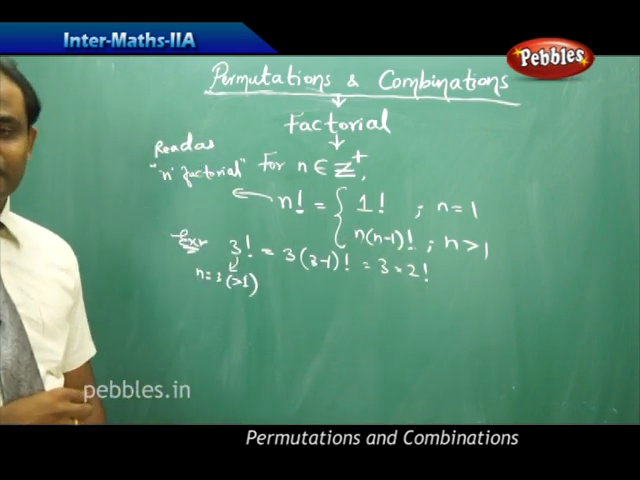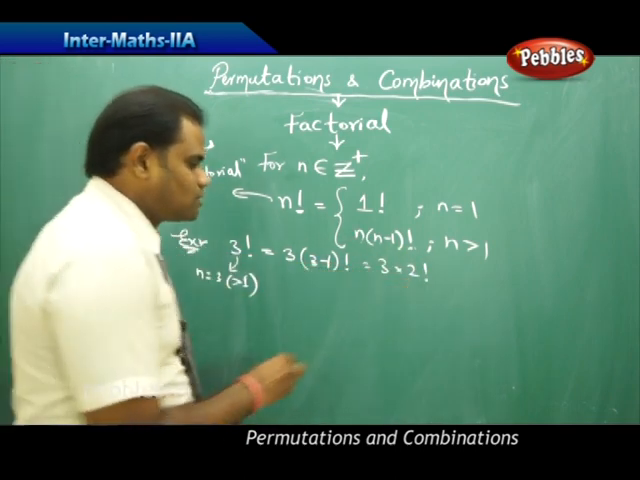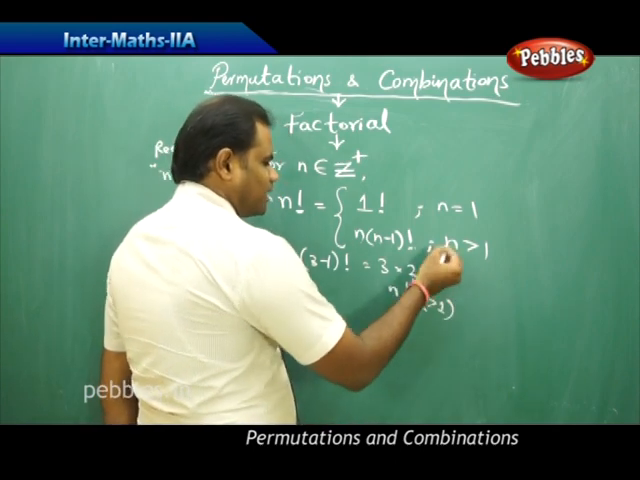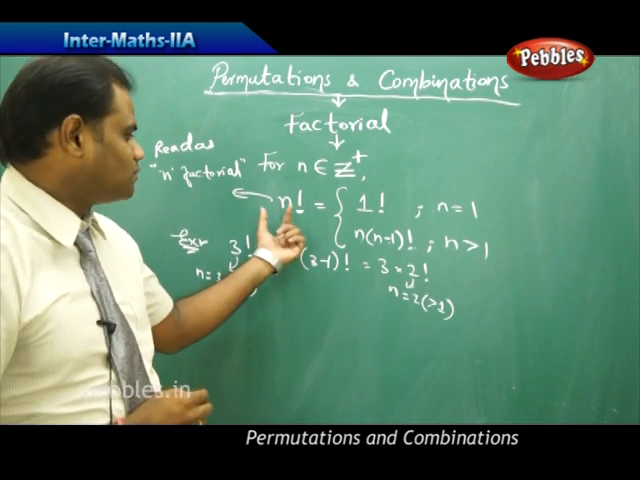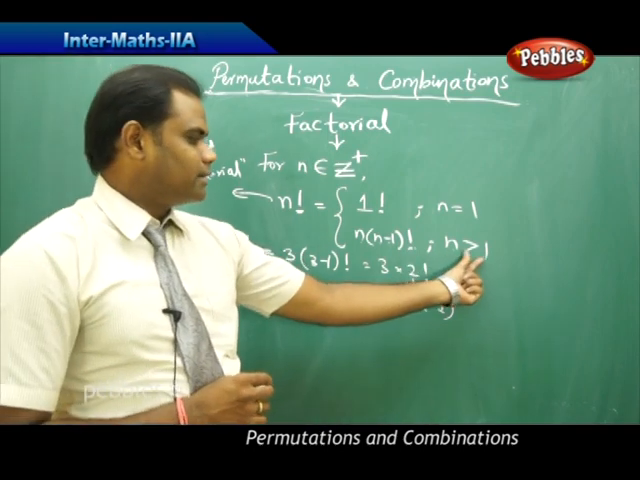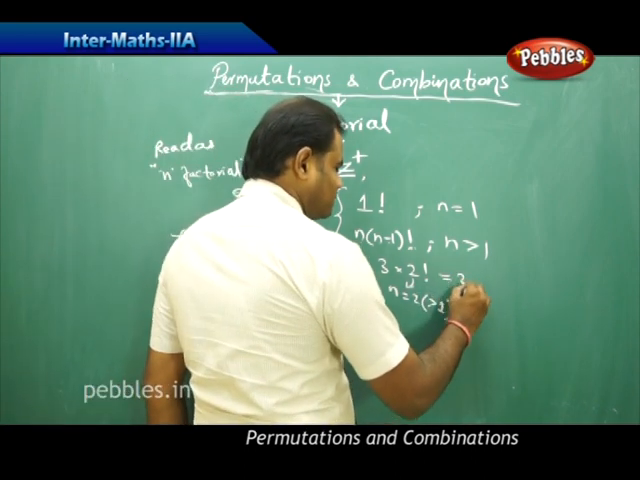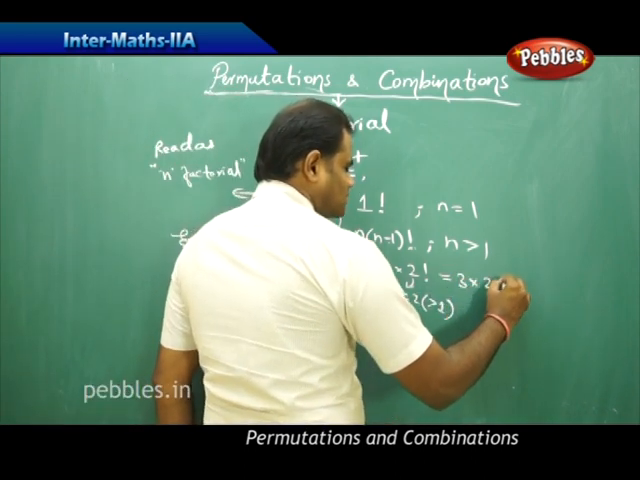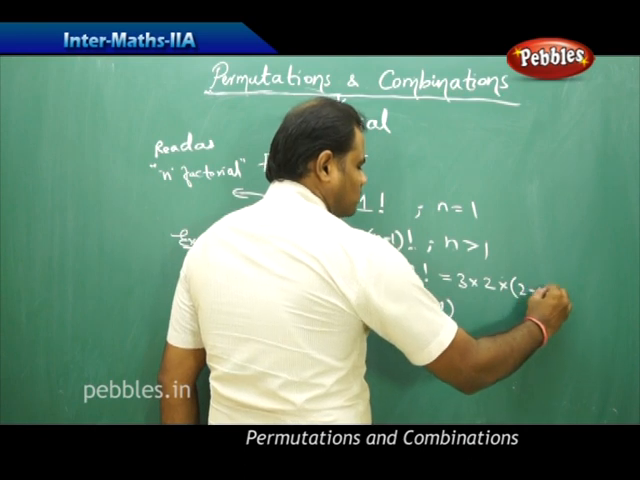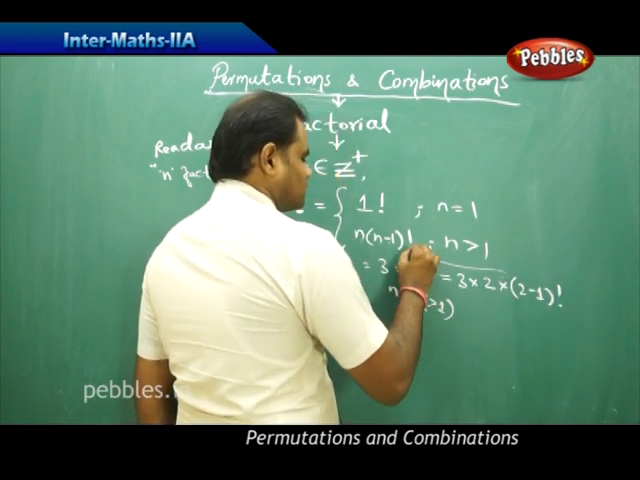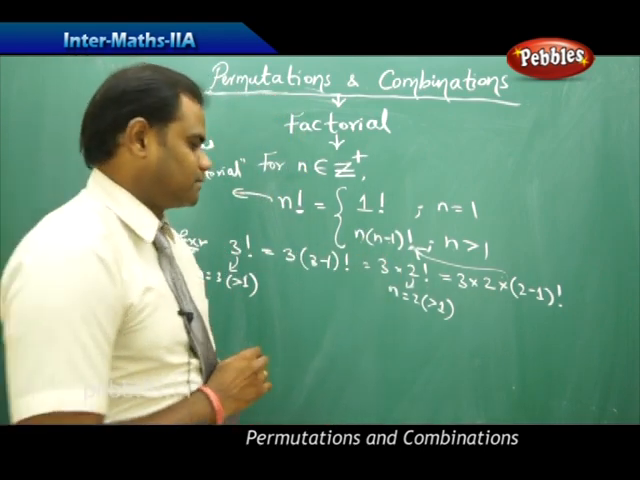But again, since n is 2 here, which is greater than 1, I again use the second case of the formula, n factorial for n greater than 1. N equal to 2 greater than 1 implies this will be 3 times 2 times (2 minus 1) factorial. Using this definition is how we get it.